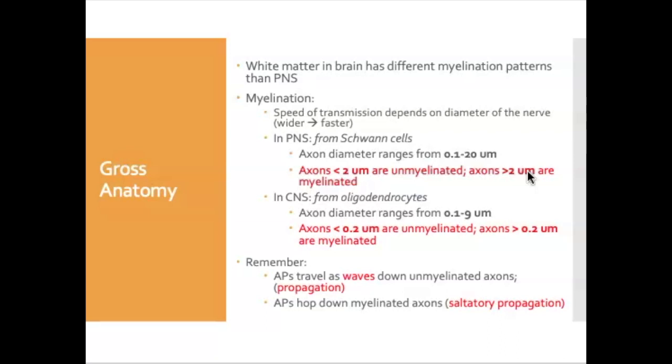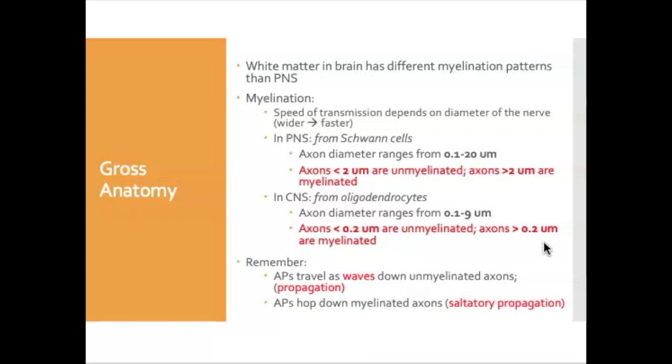Now look at the numbers in the central nervous system. Again, axons less than a certain size are going to be left unmyelinated, but look at that size. Anything less than 0.2 micrometers is going to be left unmyelinated. Anything greater than that is going to be myelinated. So in the central nervous system, many more axons are going to be surrounded with myelin than what we find in the peripheral nervous system.